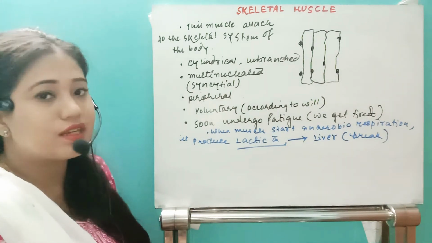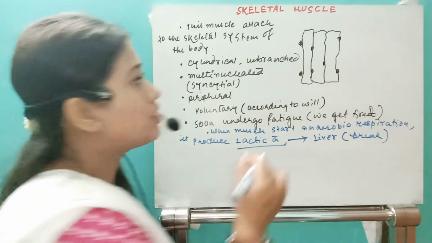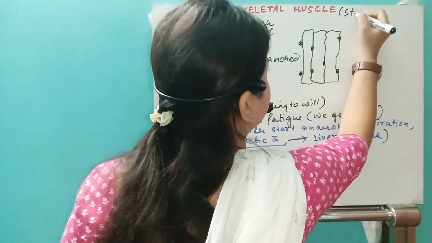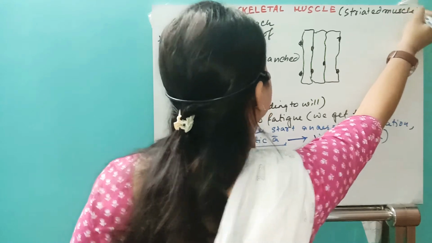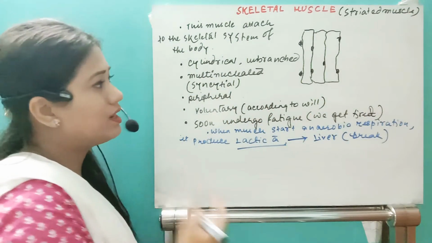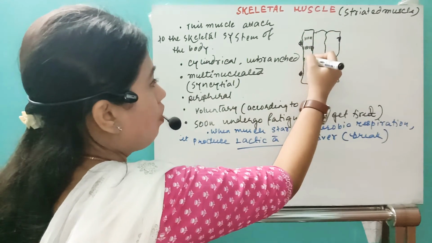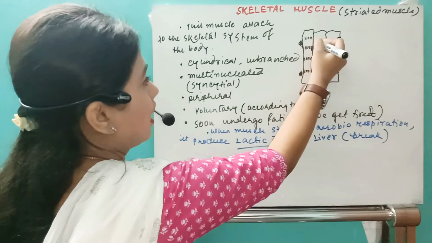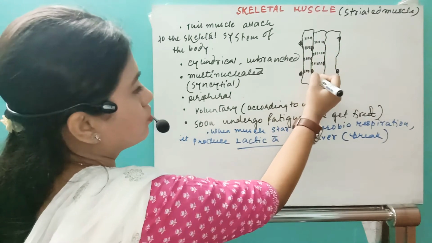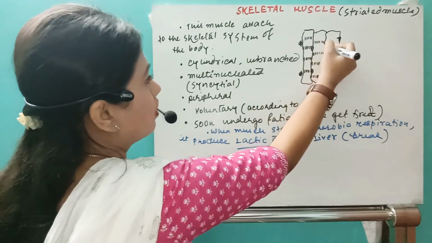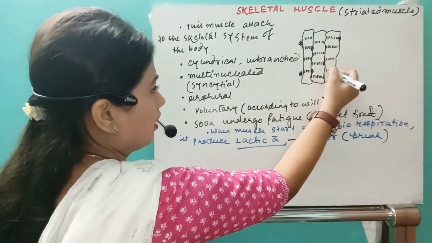Next thing we need to know, this is one important thing: the skeletal muscle is also known as striated muscle. So why is it known as striated muscle? The reason is that in the skeletal muscle, we can see alternate light and dark bands. What are alternate light and dark bands? Here a color will start to appear. What is that color? Light color and dark color.